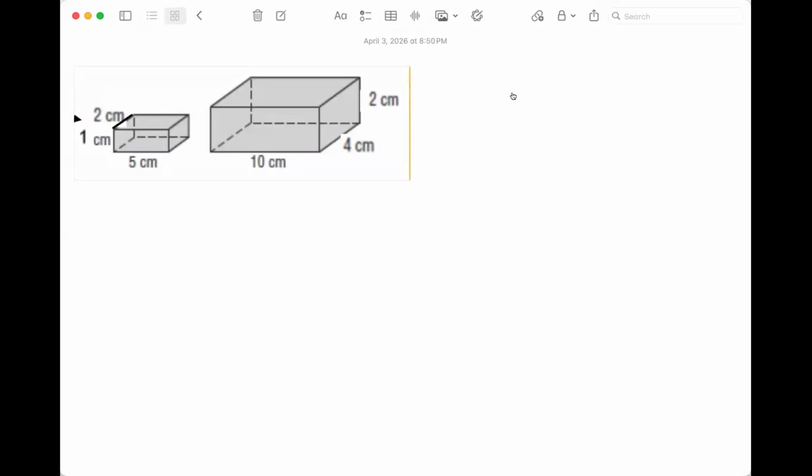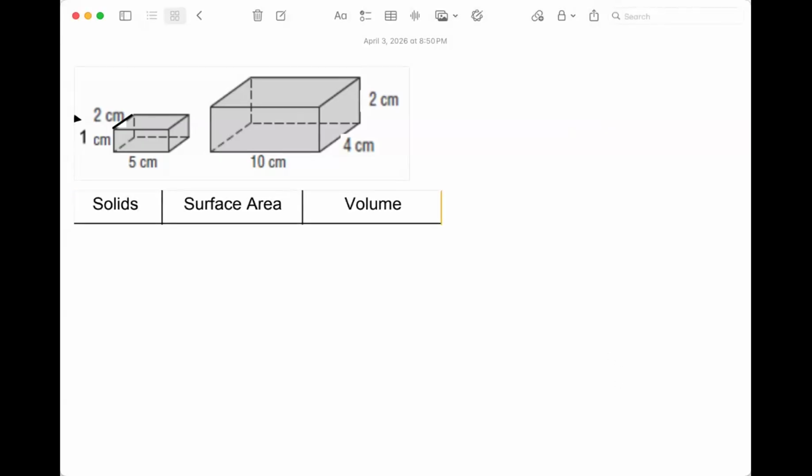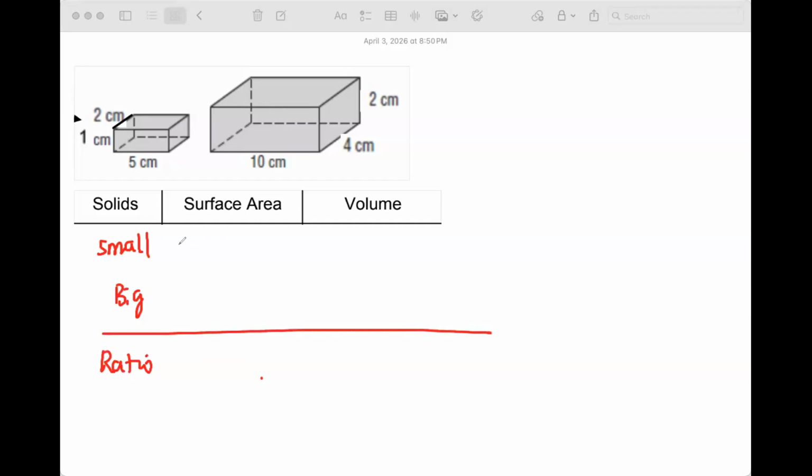You have the two similar solids. What you're going to do now is find the solid's surface area and volume. Here you're going to find it for the small solid and the big solid. You're going to find the ratio. This table you're going to fill in and come up with the takeaway.